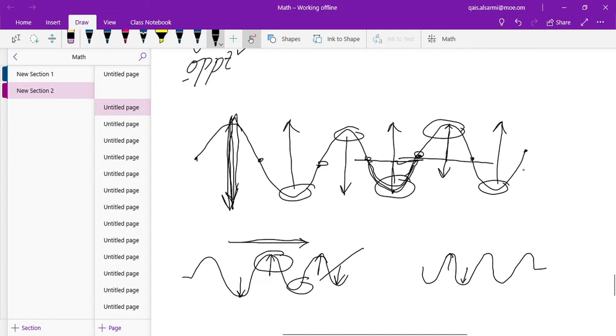So all regions of the string are moving except these points. These are the only points not moving at all, because of destructive superposition of the individual waves.